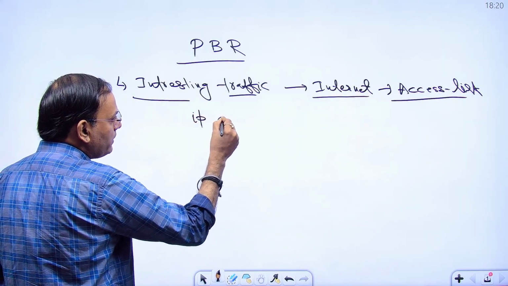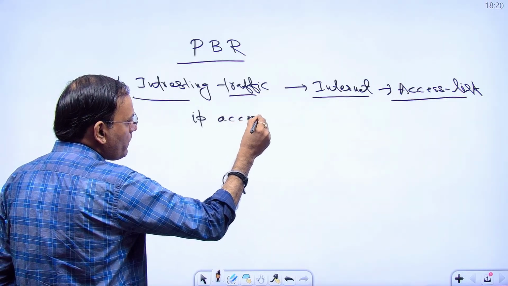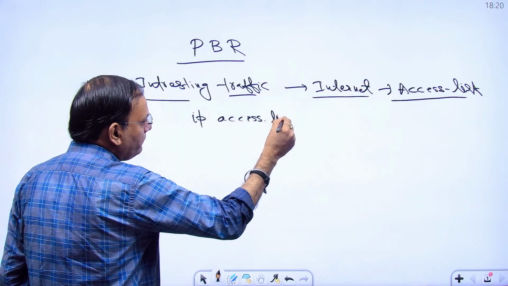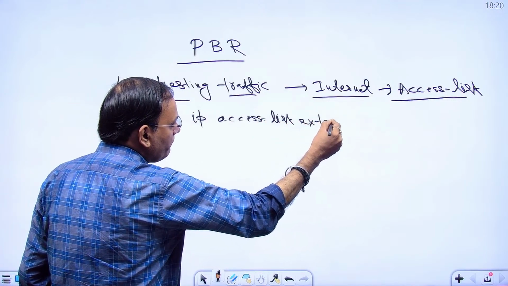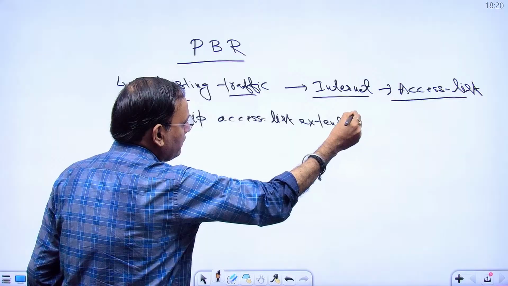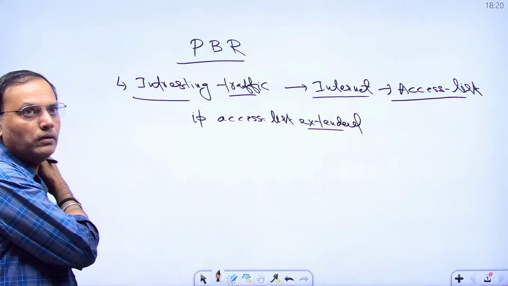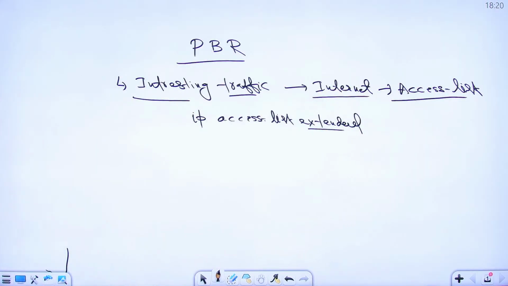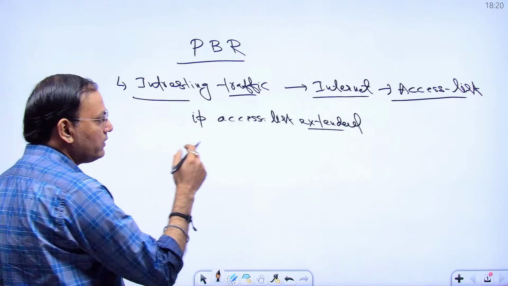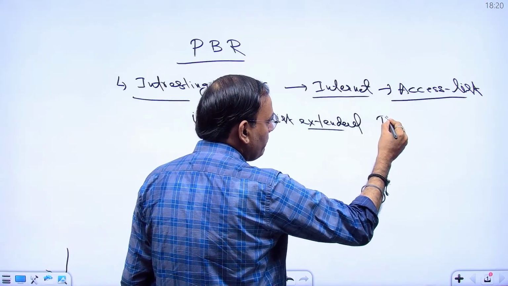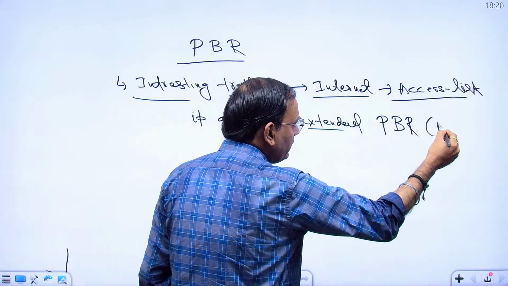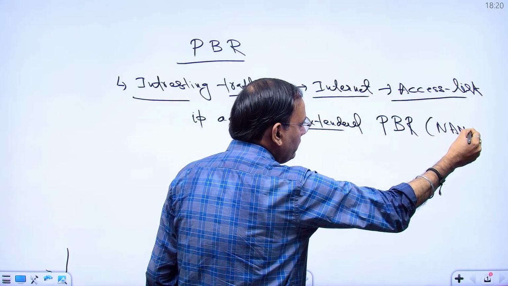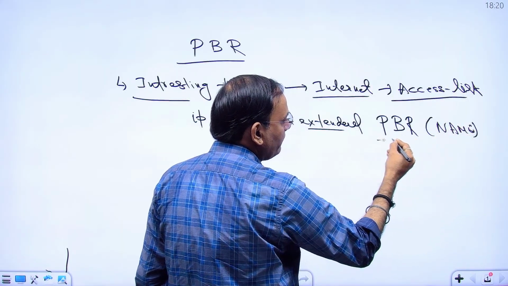So IP access list extended. If you are doing CCNA or CCNP or working somewhere, then you should know what I want to express here in terms of the configuration. IP access list extended. Just give the name of your PBR. This is the name, and it can be anything, but I am writing PBR in my configuration.